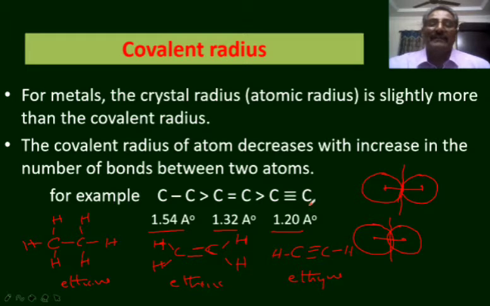In this way, the atomic radius of carbon is not the same in all the compounds of carbon. It depends upon the nature of bond by which the atom is associated, and it also depends upon the number of neighboring atoms also.